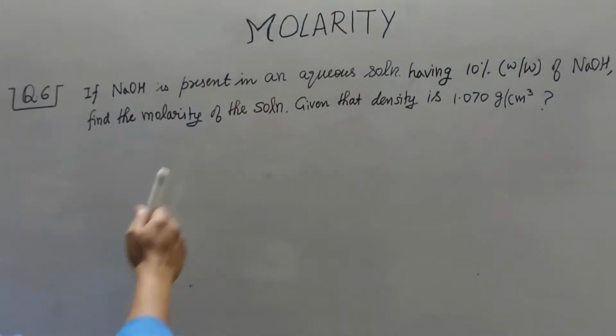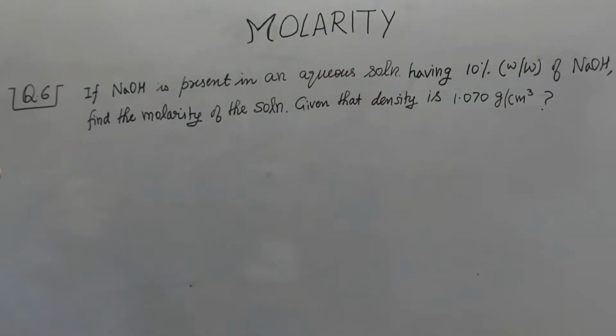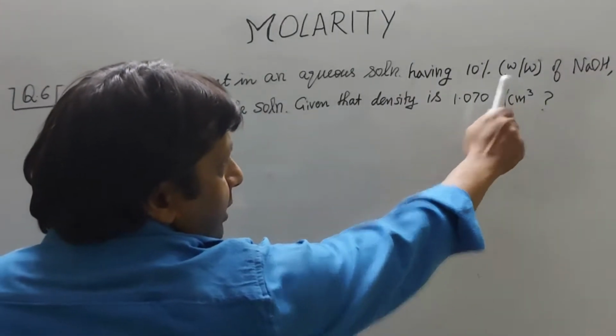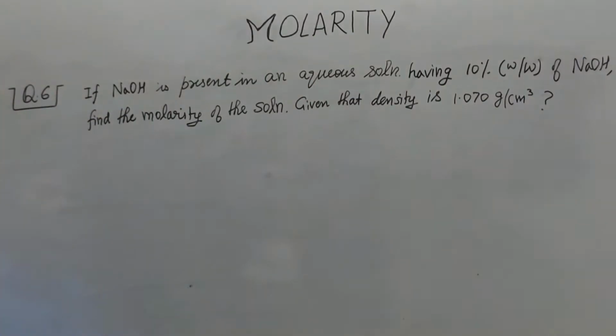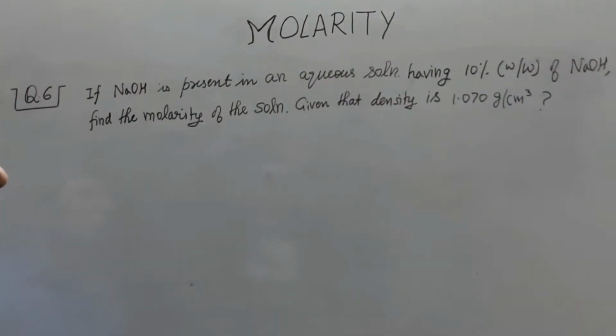हम मोलारिटी के नेक्स्ट क्वेश्चन को देखते हैं, which is question number 6. The question is, if sodium hydroxide is present in an aqueous solution having 10% weight by weight of sodium hydroxide, find the molarity of the solution given that density is 1.070 gram per cubic centimeter.